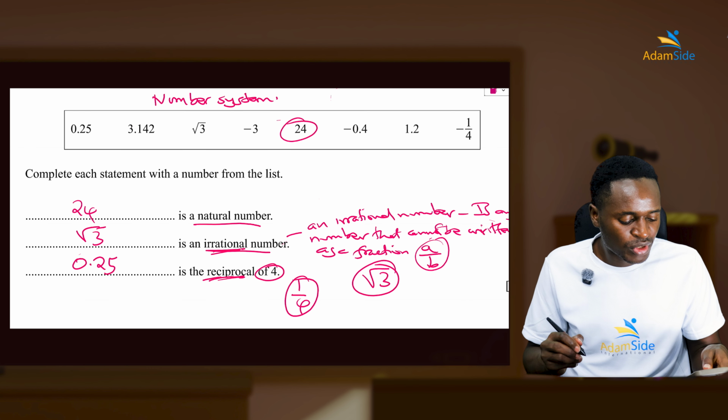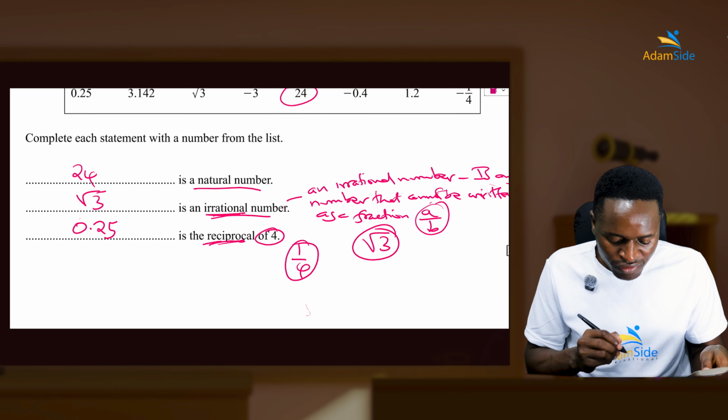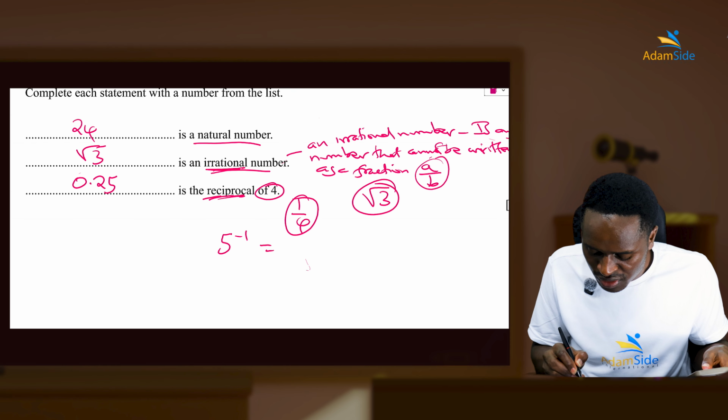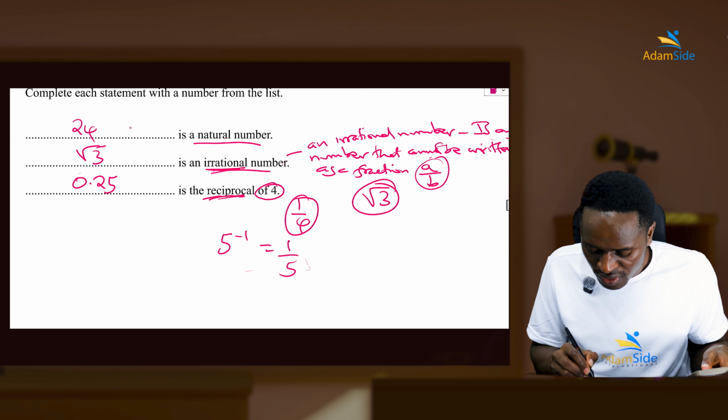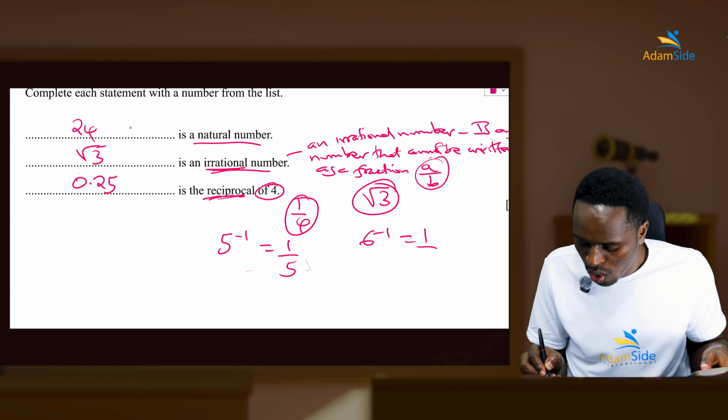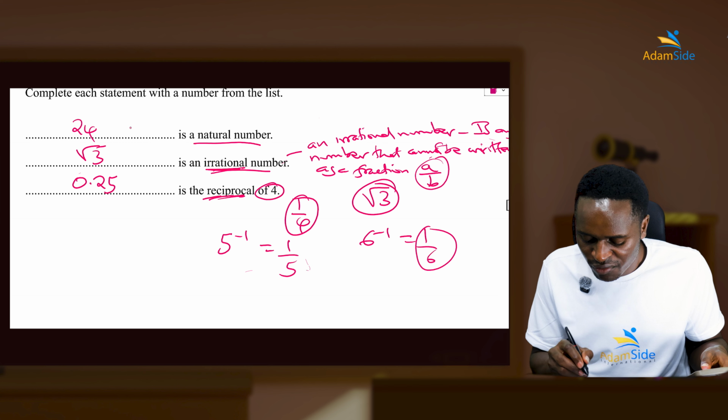So just know that reciprocal is the inverse of a number. 5 reciprocal means 1 over 5. Reciprocal is the same as 5 inverse. And then 6 inverse is the same as 1 over 6. So you see, this is the fraction.